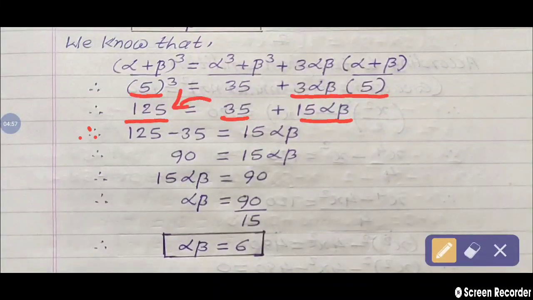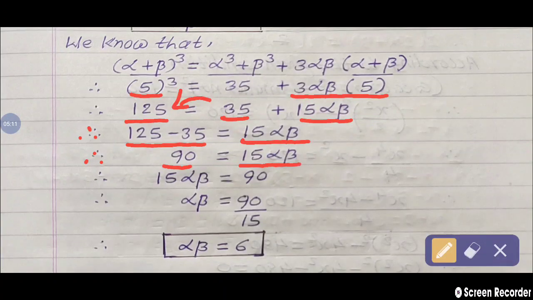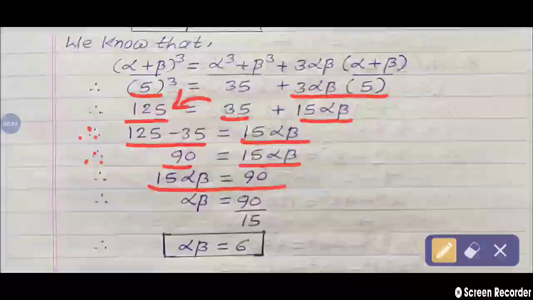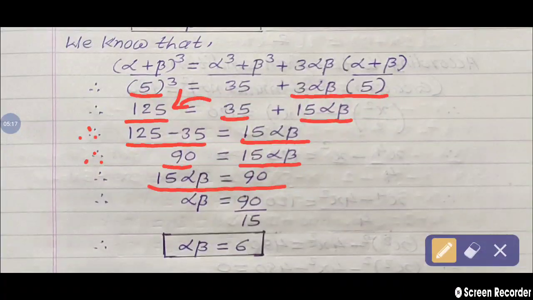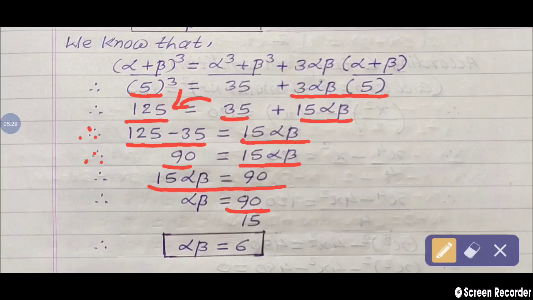Therefore, in the next step, 125 minus 35 is equal to 15 alpha beta. Doing the subtraction, 125 minus 35, the answer is 90, is equal to 15 alpha beta, that is, 15 alpha beta is equal to 90. Since 15 is multiplied with alpha beta on the left hand side, it shifts to the right hand side, so divide the number 90. Therefore, alpha beta is equal to 90 divided by 15. 15 sixes are 90, so we know the value of alpha beta.